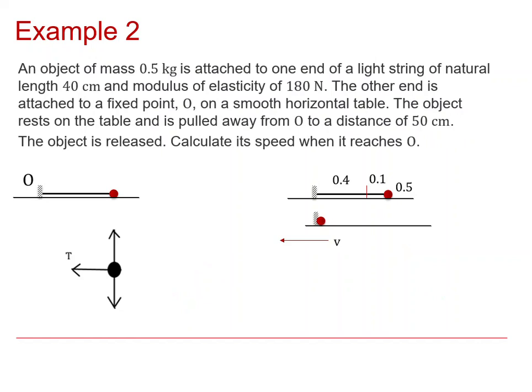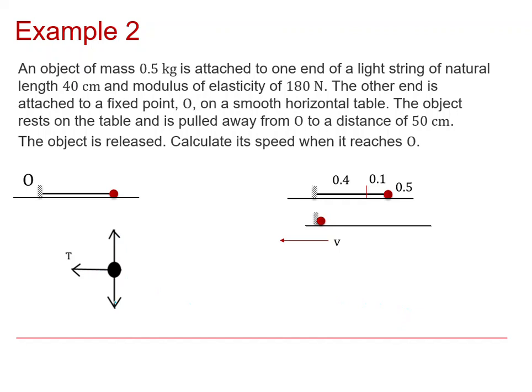The other end is attached to a fixed point on the smooth horizontal table. It's a smooth horizontal table, so there won't be any friction. There'll certainly be a normal reaction, and there'll certainly be weight. But both of those two won't act to do any work. So in the force diagram below, I've drawn it down here, there's a tension in the string, and I haven't put anything on the other two arrows because they don't come into the problem at all.